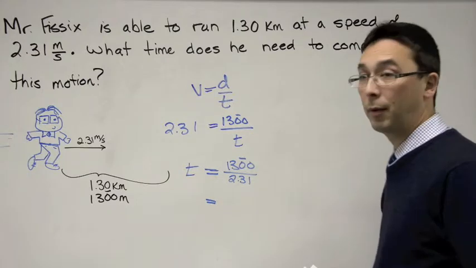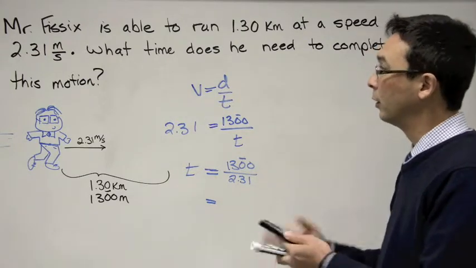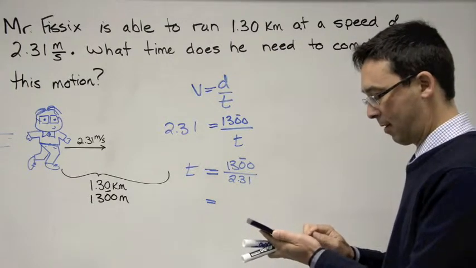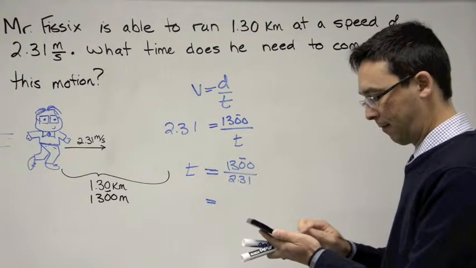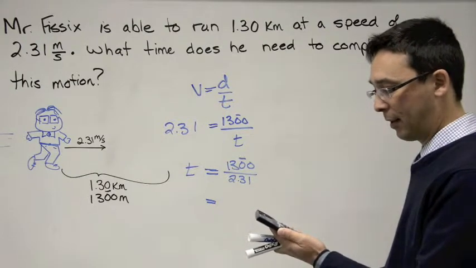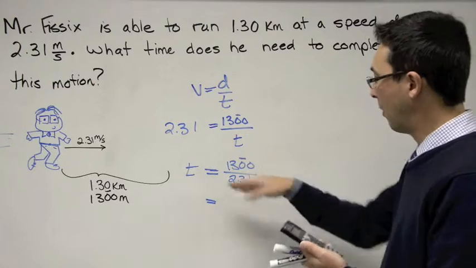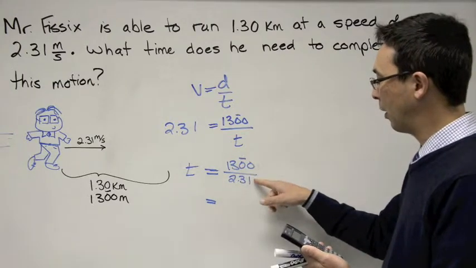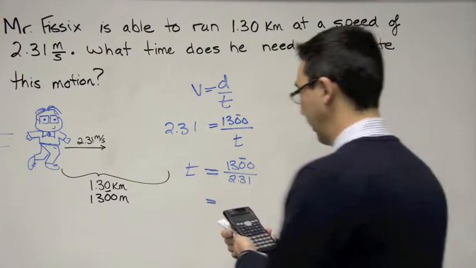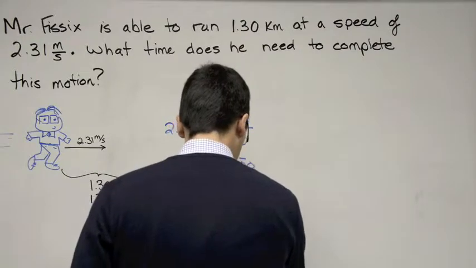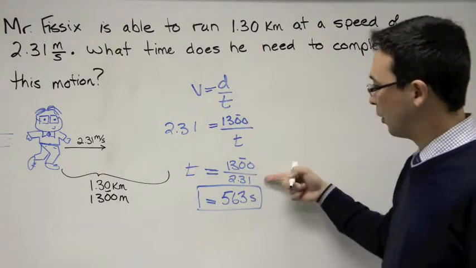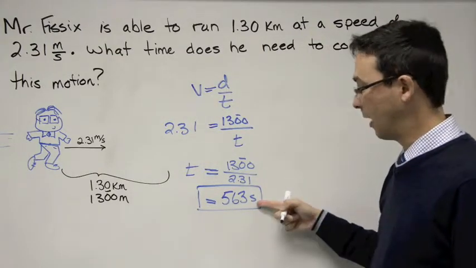1300 divided by 2.31, we will pull out your ever useful calculator. 1300 divided by 2.31 equals, and I get 562.770, and so on. My answer, I'm going to round to 3 sig figs because there's 3 on the top, 3 on the bottom, round to the least number, 3. So rounding to 3 sig figs, I get 563 seconds. If I substitute my numbers in standard units, I will get an answer in standard units.